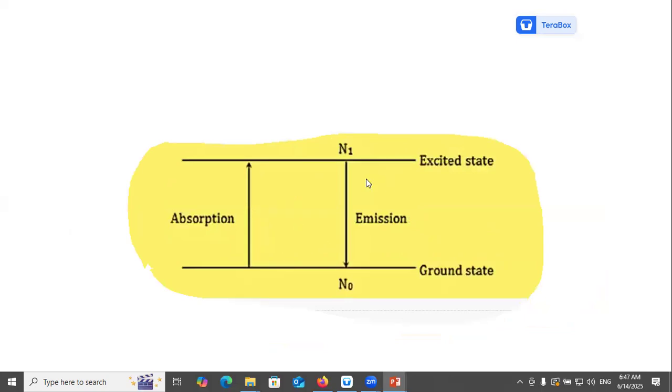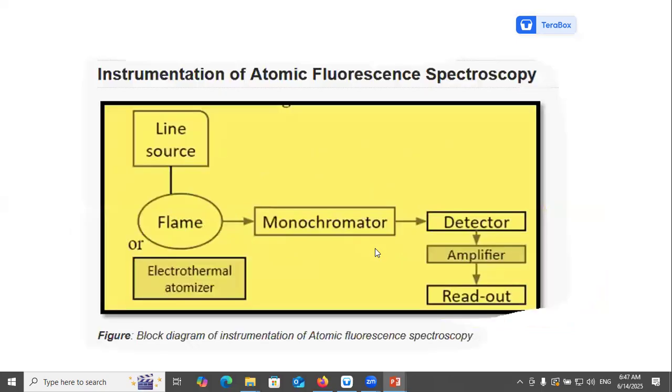Absorption and emission. Instrumentation of atomic fluorescence spectroscopy: line source, flame, monochromator, detector, amplifier, readout, electrochemical atomizer.